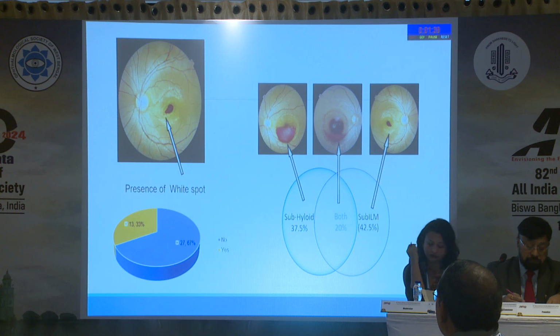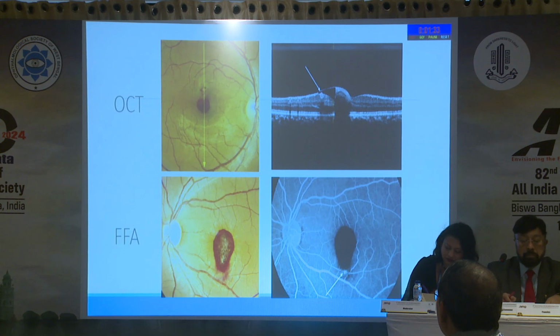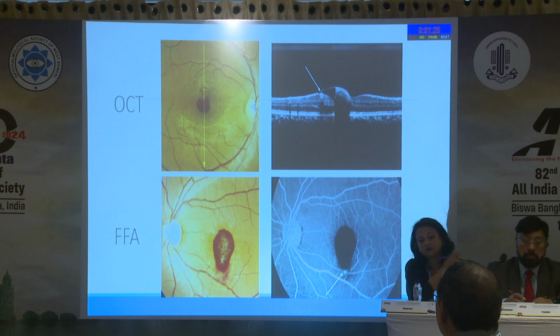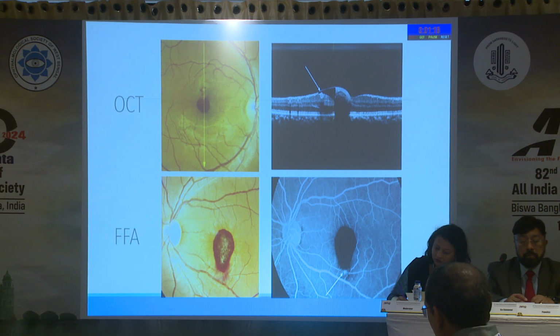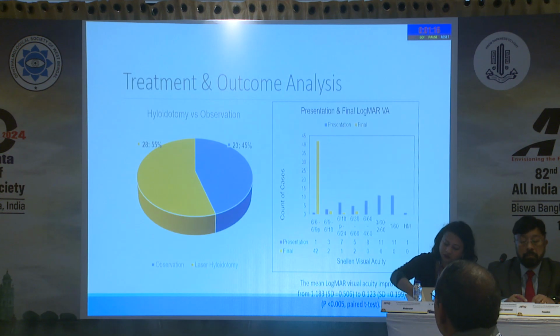The location was subhyaloid in 37%, sub-ILM in 42%, and in both layers in 20%. The OCT passing through that white spot showed a hyperreflection at the white spot, indicating a laser injury, and hyperreflectivity of the hemorrhage. The FFA was done in one case, which showed vascular staining, presumably because of the vascular damage. Laser hyaloidotomy was preferred in 55% of cases and 45% were observed.